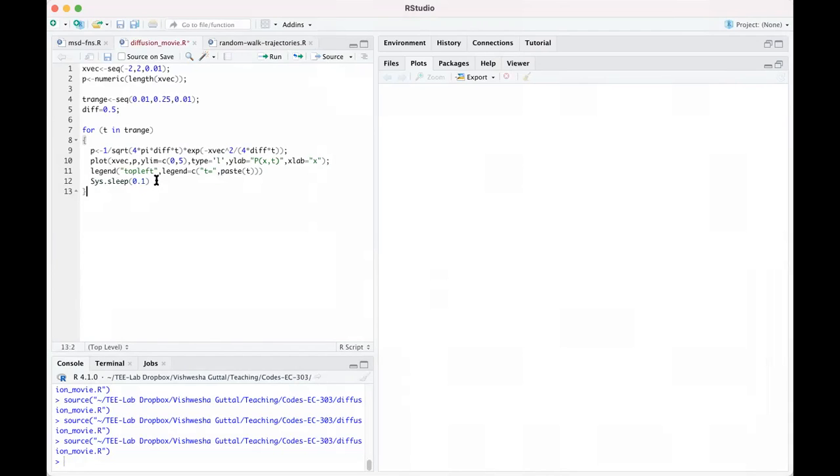Now the moment I say system sleep, the system must sleep for 0.1 seconds every time the for loop runs. If I do this, okay. So again, the trick is, you shouldn't give a very small time window to sleep. You should give a sufficiently large one. Oh, what happened? Nothing is happening now. Even this is not showing. I don't know what happened. Plots. I think I have done something.